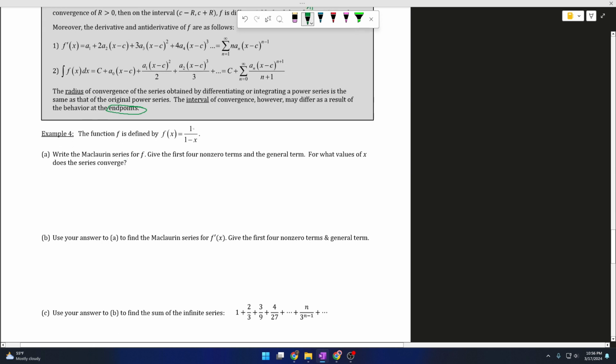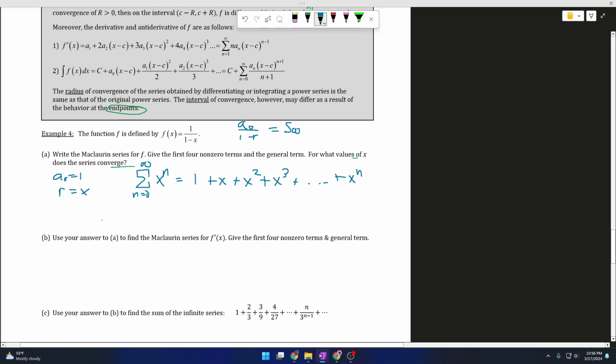The function f is defined by 1 over 1 minus x. Write the Maclaurin series. Give the first 4 non-zero terms and the general term. And for what values does it converge? This is going to be our most straightforward case of a0 over 1 minus r, which is the infinite sum of a geometric series. Meaning, all we have to do is identify those three. a0 is 1, r is x. Therefore, we have the sigma from 0 to infinity of x to the n. This is given by the first terms of these, and that should be good to go for that.